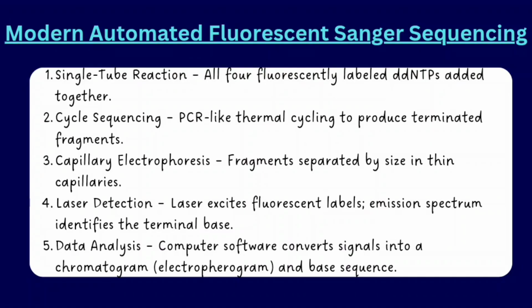All fluorescently labeled ddNTPs are added together. Then in the cycle sequencing, PCR-like thermal cycling is used to produce the terminated fragments. In the capillary electrophoresis, fragments are separated by size in thin capillaries. Then the laser detection is done, where a laser excites the fluorescent labels. The emission spectrum identifies the terminal bases. And lastly, data analysis is done. Computer software converts the signal into a chromatogram or electropherogram and the base sequences.